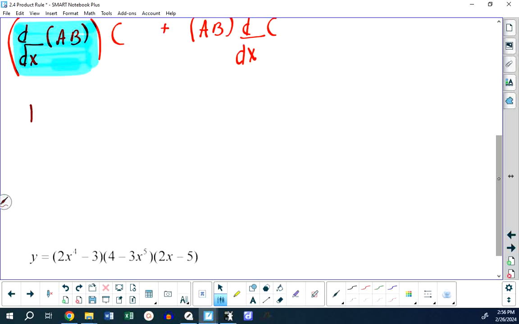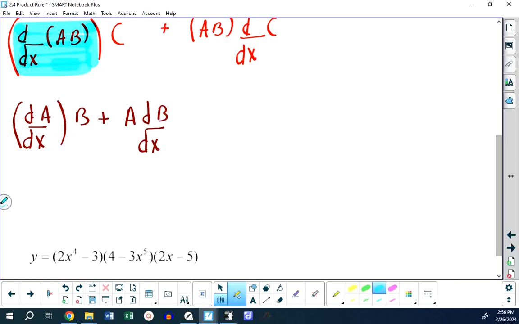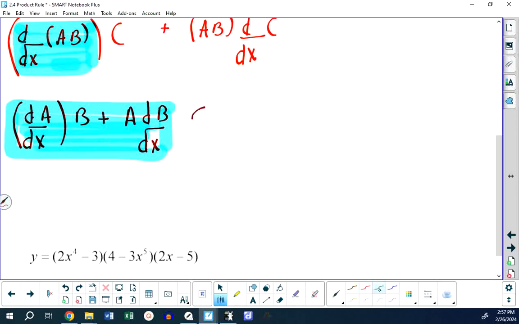So now I have the derivative with respect to x of A times B plus A times the derivative with respect to x of B. So this part that I've just written is that blue part. And now I need to multiply it by c, and I better make sure I multiply the entire thing by c.